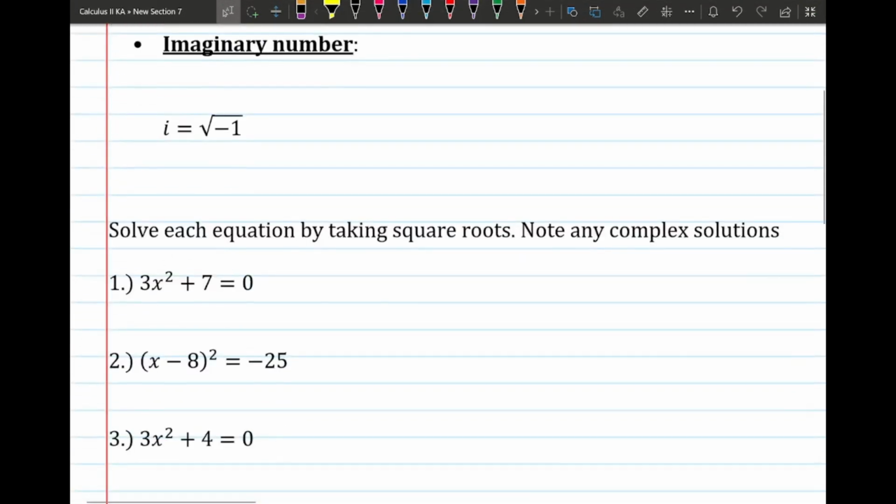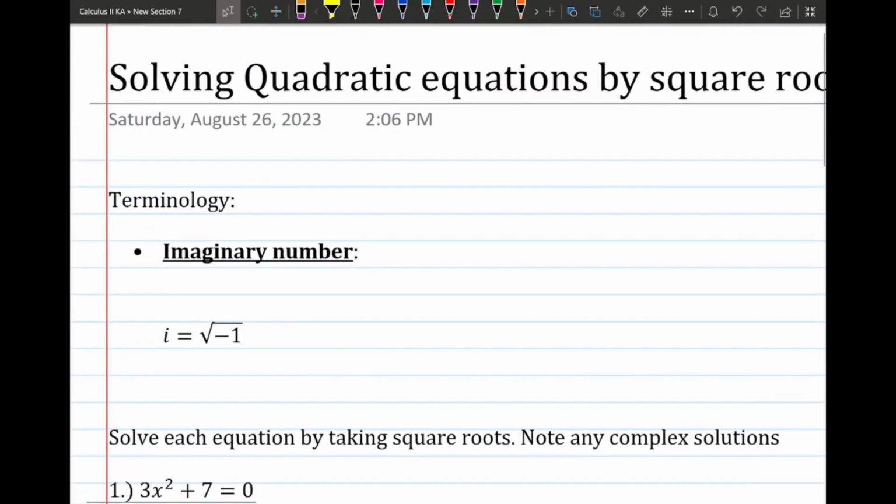Like I said, in this video, we're going to go over solving quadratic equations by taking square roots. But this time, we are going to do it using imaginary numbers, otherwise known as complex solutions.